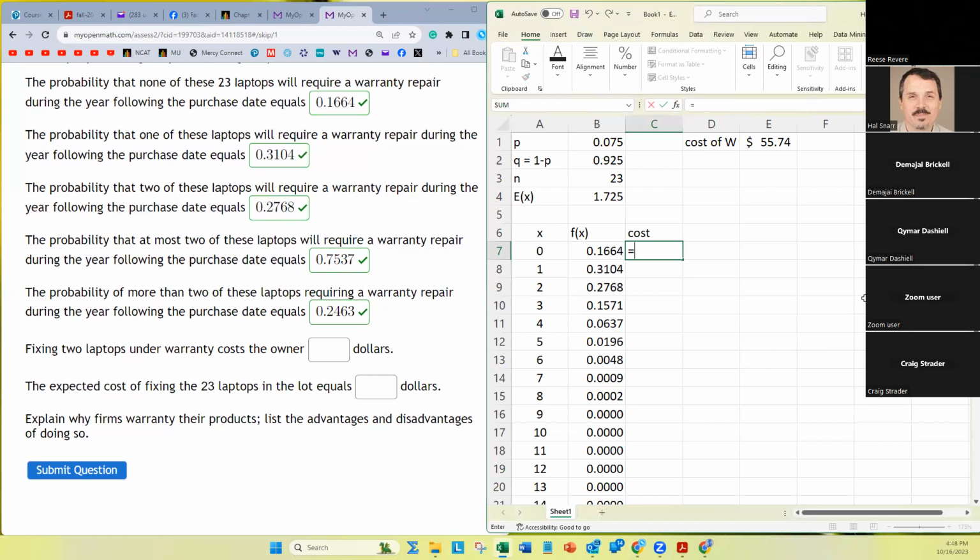So you have these 23 laptops that you sold, and maybe you know that none of them were warranted, right? What would that cost you? It would cost you 0, right? 0 at a cost of $55.74, right? I'm going to put a dollar sign between the E and the 1. So I put my cost warranty in cell E1, right? So if none of those laptops come back, it cost me $0, right?